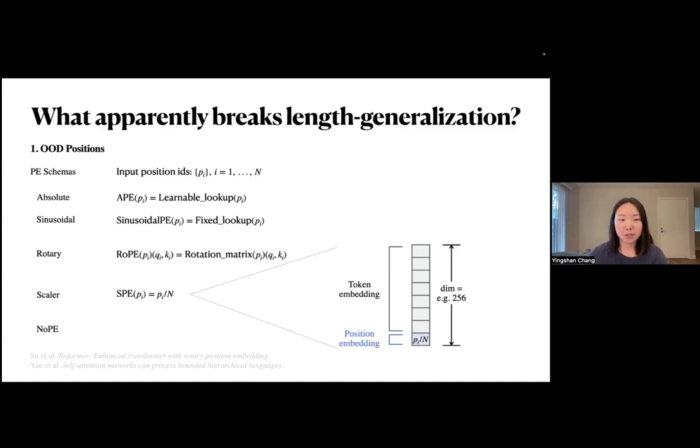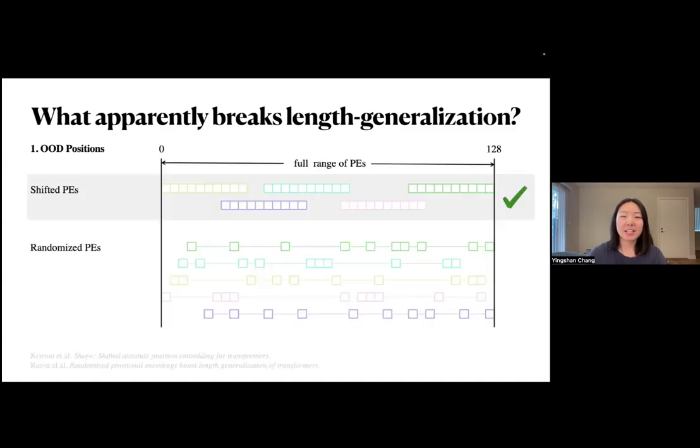And of course, we have the no position embedding setting. So note that all the position embedding schemas take a list of position IDs as input. And since the position shift pre-processes the input position ID, it is actually independent of which specific position embedding schema to use. So this is quite convenient because we can implement this shifted PE to get around the OOD position issue without worrying about compatibility.